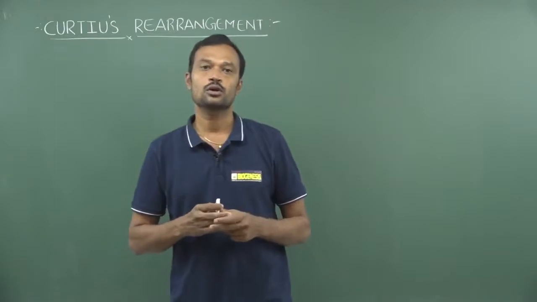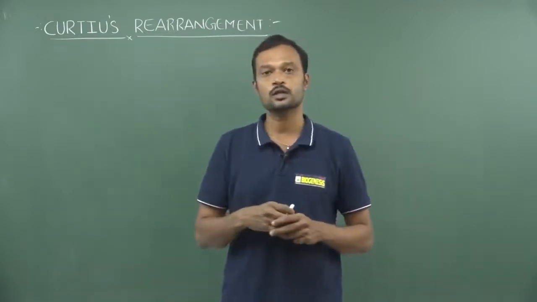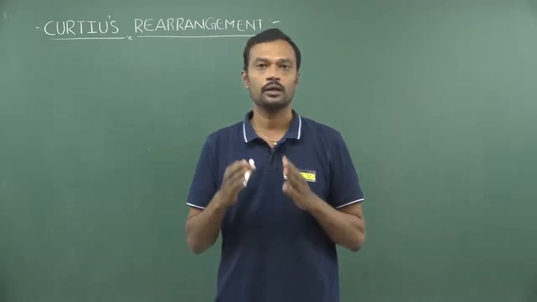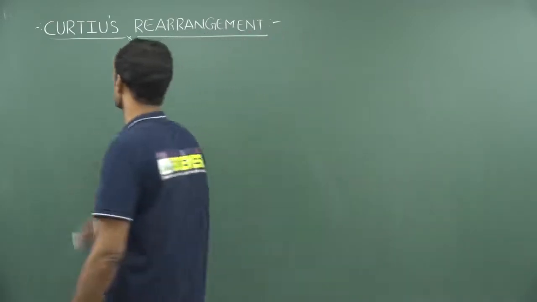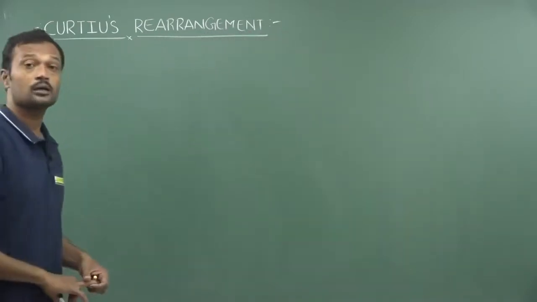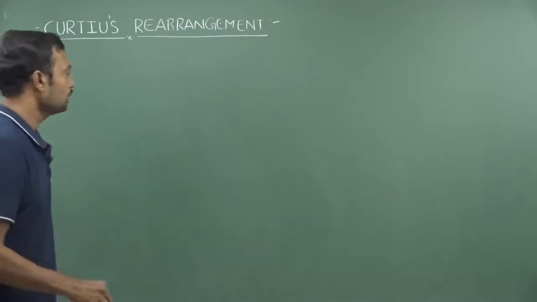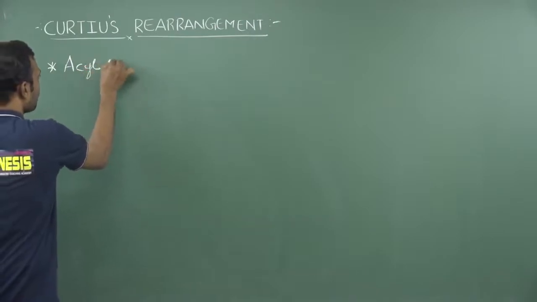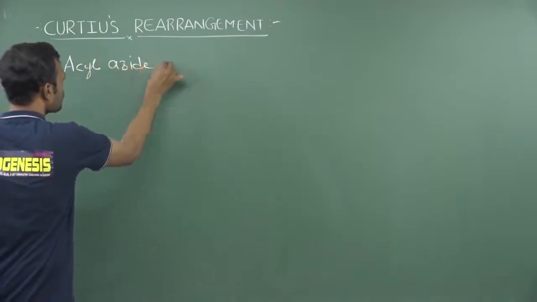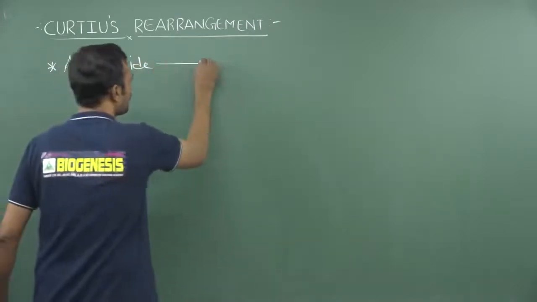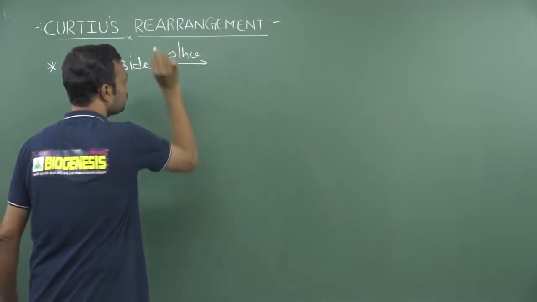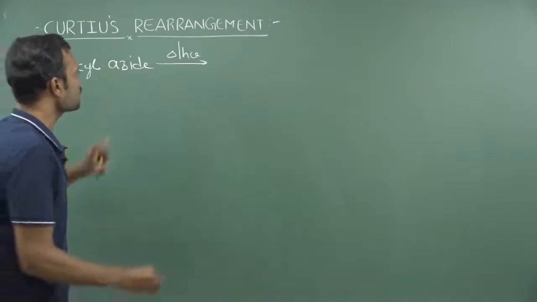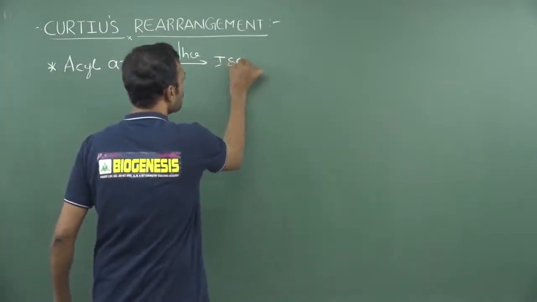So in this video, we are going to discuss what a Curtius rearrangement is, its available applications, and important areas in examination. Curtius rearrangement looks like a concerted rearrangement reaction. It is generally used to convert an acyl azide, an acyl group attached to azide, thermally or photochemically, into the corresponding isocyanate.